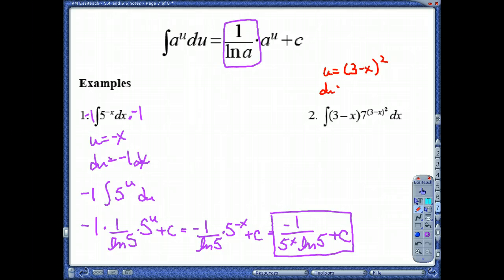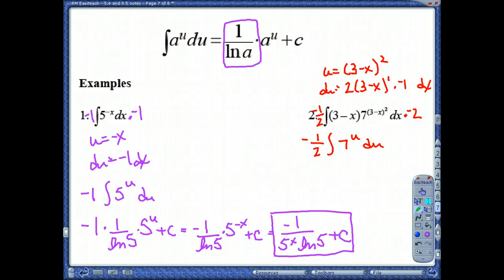So du is going to be, bring that power down, a chain rule, how about that, to the 1 power times the derivative of what's inside. Looks like we have that 3 minus x. The only thing I'm missing is that 2 and that negative 1, so times negative 2. I'm going to counteract that with a negative 1/2. When I simplify this whole problem, I'm going to have negative 1/2 times the integral 7 to the u du.